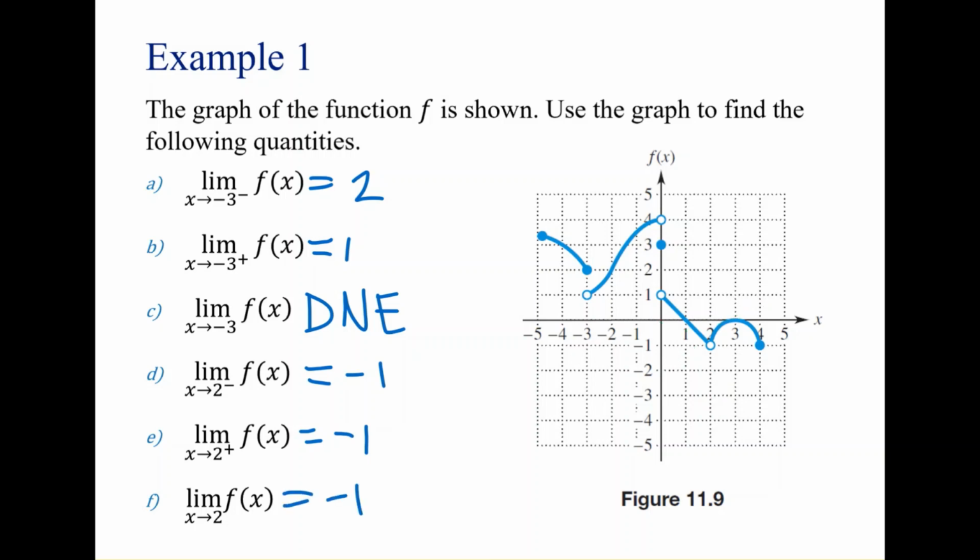So if the left limit matches the right limit, the limit will exist. But if the left limit does not match the right limit, the limit will not exist. However, it's possible for a limit to exist from one side, but not both.